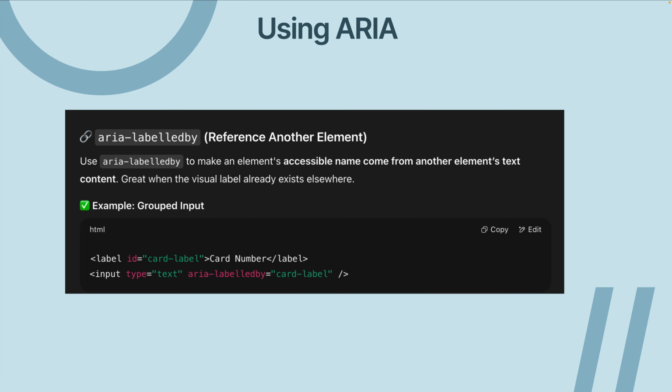Then you have the aria-labelledby, which is used to reference another element. This is used when the label already exists elsewhere. Usually it's used when there is a visual label that already exists elsewhere, and for grouped inputs. So here you can use aria-labelledby and give it the value of the ID of that particular label. So this will be linked to this one.